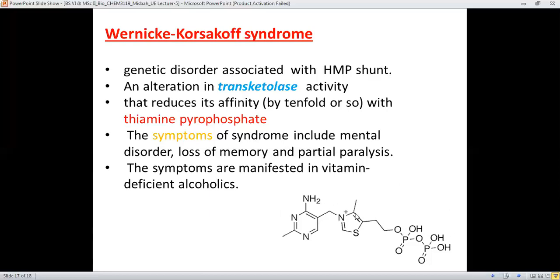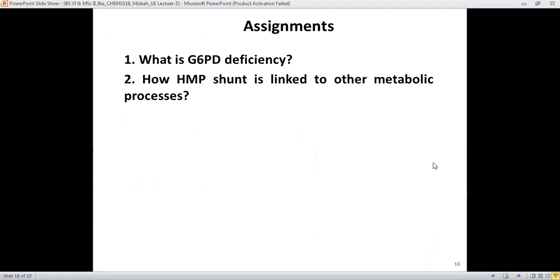When affinity is reduced, this syndrome will occur, and it's associated with certain symptoms linked with mental disorder, memory loss, and somewhat paralysis as well. And these symptoms are further magnified in the case of a person who is vitamin deficient and uses alcohol. This is all about the HMP shunt.